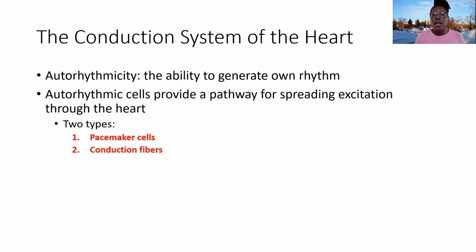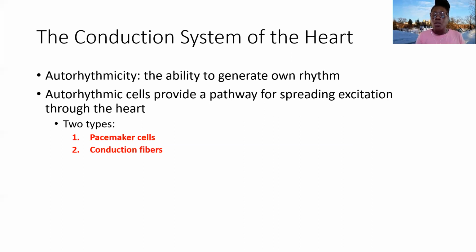So there's this idea called autorhythmicity. And autorhythmicity is the ability to generate its own rhythm. And the heart has this. A few of the cells of the heart, which we call autorhythmic cells, have this property. They can spontaneously depolarize. And so because they can spontaneously depolarize, they basically set the rate or the rhythm because they're the first cells to begin that electrical activity.